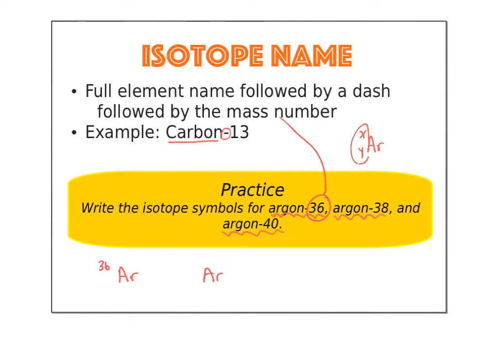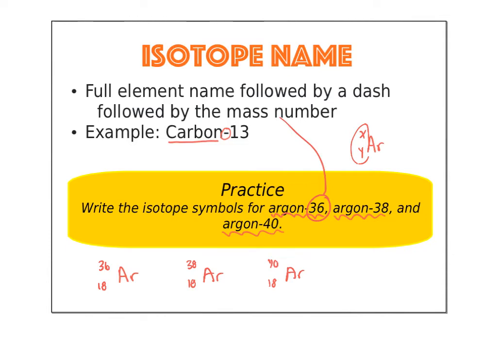I'm going to do that for each one, argon 38 and argon 40. And then I'm looking at my periodic table, I find argon. It has the atomic number 18, which means it has 18 protons. So all of these have 18 down here. What's interesting is that all of these are argon. None is the actual argon, right? All of these combined together make argon.